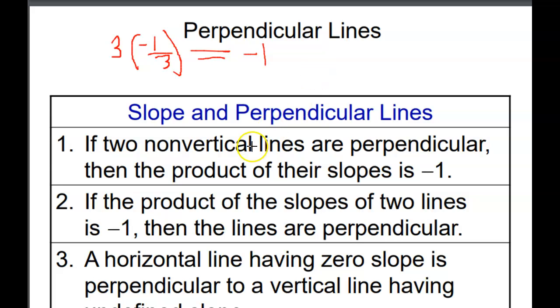So that is how you tell if 2 lines are perpendicular to each other. You multiply the slopes together and see if you get a negative 1. A horizontal line is always perpendicular to a vertical line. That's the exception case when you don't have a slope.